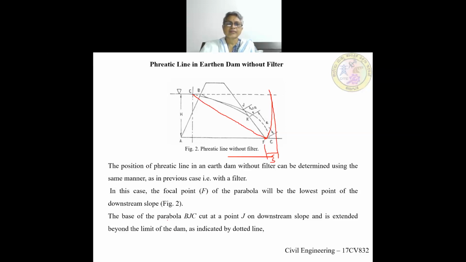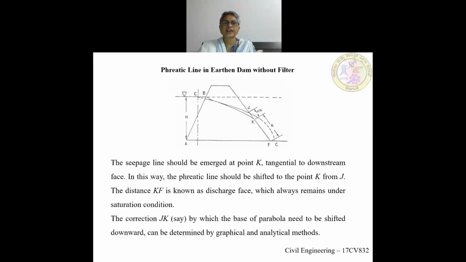Therefore, the base parabola BJC cuts the downstream line at the point J and is extended beyond the limit of the dam, indicated by the dotted line. The seepage line should emerge at the point K, because this point should be tangential. This correction has to be done. Therefore, the correction JK, by which the base parabola needs to be shifted downward, can be determined by a graphical or analytical method. So BK should be the phreatic line.